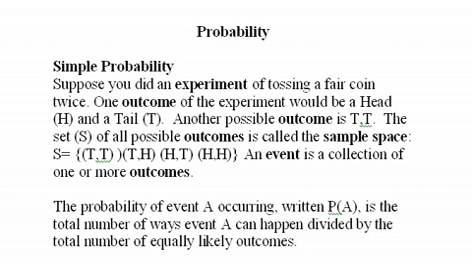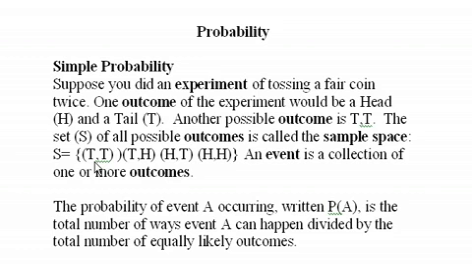Probability Part 1. Simple probability. Suppose you did an experiment of tossing a fair coin twice. One outcome of this experiment could be you get a head on the first toss and a tail on the second toss. Another possible outcome is you get a tail on the first toss, a tail on the second toss. The set S of all possible outcomes is called the sample space.